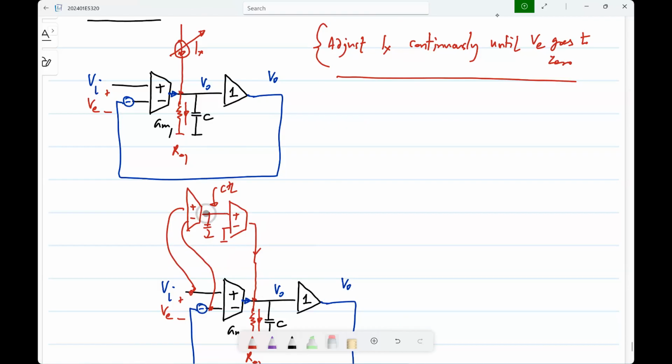So now, if this V is not 0, the control will be going up or down. Things will still be changing. Things will stop changing only when this V is 0. So we have got our virtual short. Does it sound fine, or is there some catch here? There's something I have skipped. What is that?